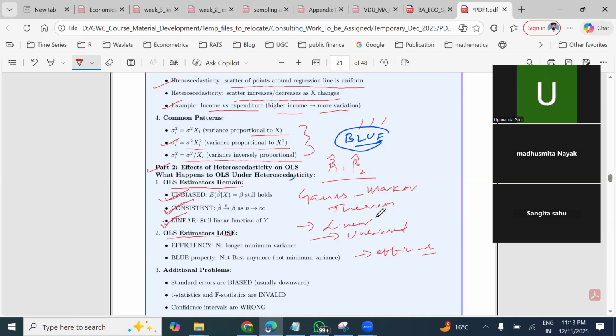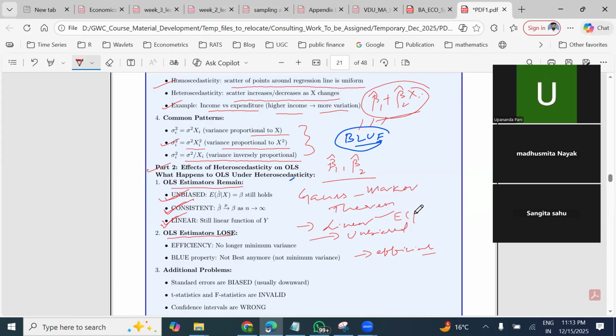So what is linearity? Linear means it is a linear function of the random variable, for example the dependent variable y in the regression model. We had written a linear regression function. Similarly, because we had written beta 1 hat plus beta 2 hat xi, isn't it? So it is a linear function. Clear?